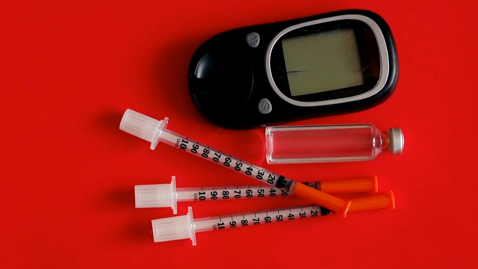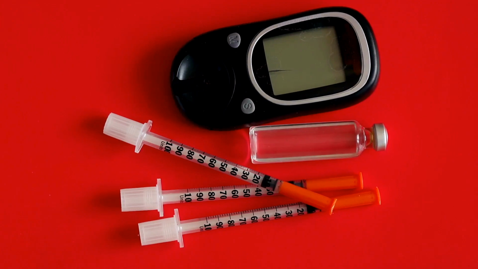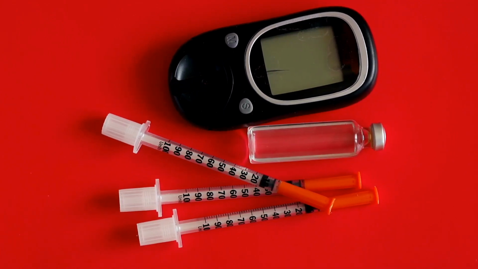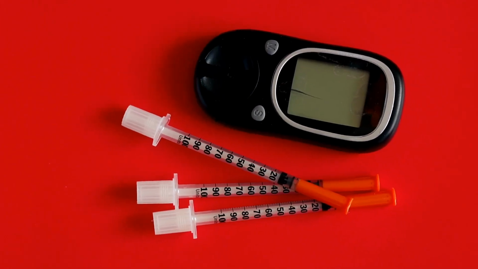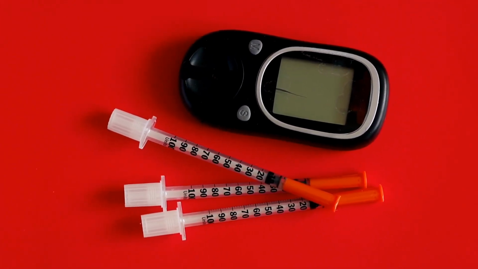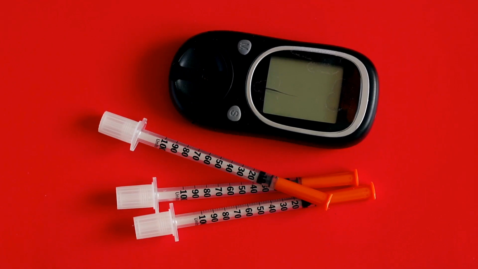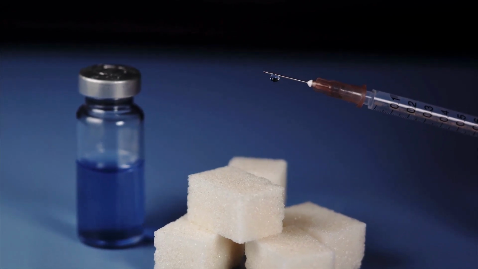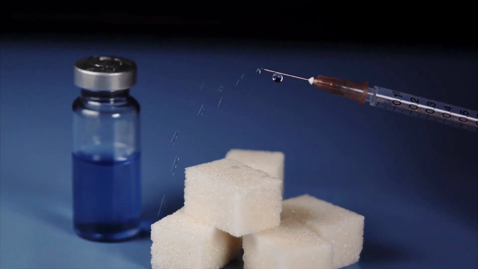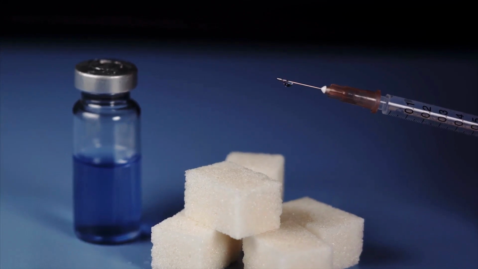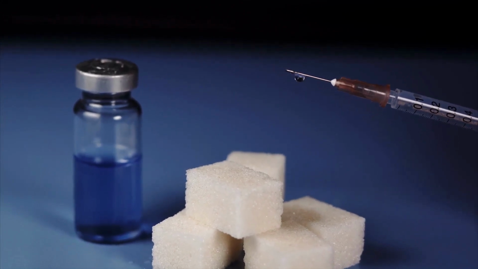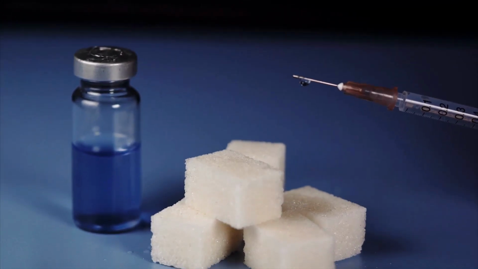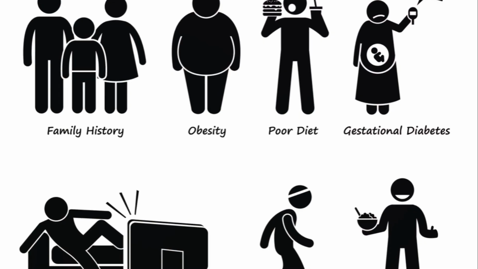Now you might be wondering, what triggers this autoimmune response? Well, it's still a mystery, but researchers believe that both genetic factors and environmental triggers like certain viruses might be involved. On the other hand, type 2 diabetes, the more common form, usually develops in adulthood. Here, the body either resists the effects of insulin or doesn't produce enough insulin to maintain normal glucose levels, leading to high blood sugar. This resistance can be brought on by a number of factors.